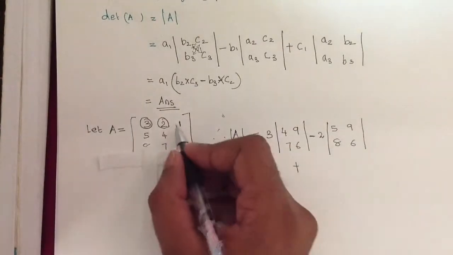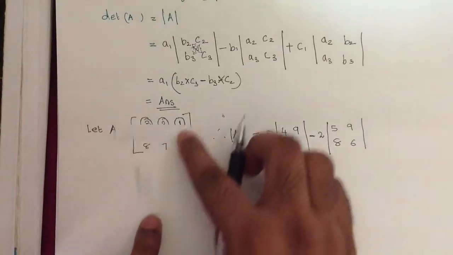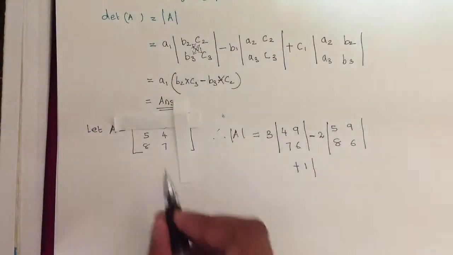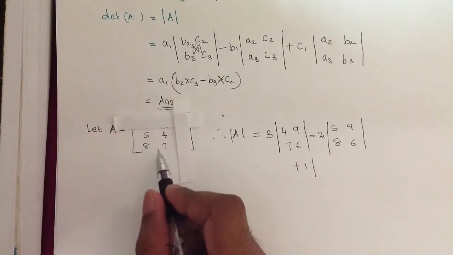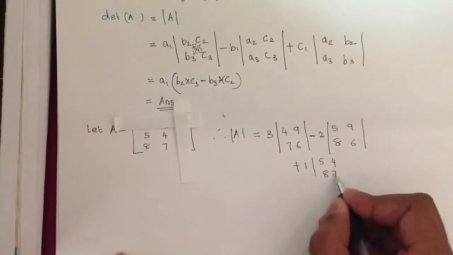What is the third value? It's 1. So we put 1 times the determinant of, closing this row as well as this column, the remaining matrix: 5 4, 8 7.